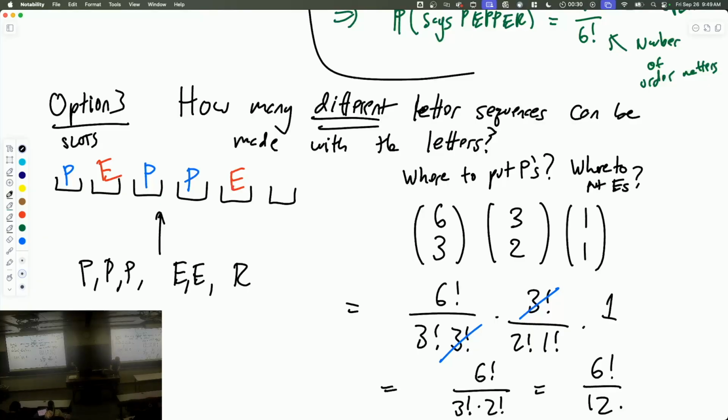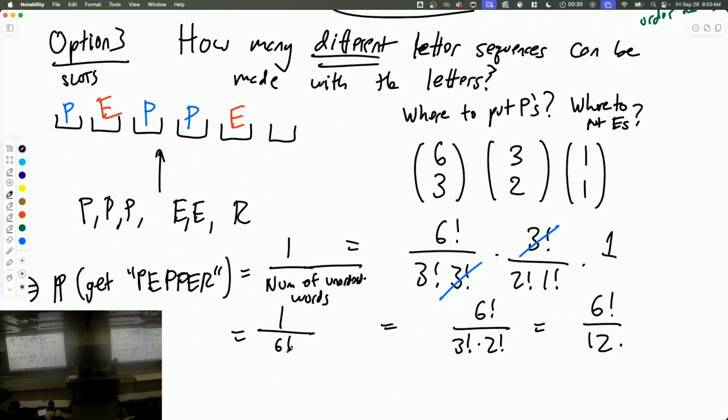And therefore, the probability that you get exactly the word pepper, well, there's only one word, if you think of them as unordered, that spells pepper. And how many total possible words are there? There's that many. So it's 1 divided by the number of, let's call them, unordered words. So it's 1 divided by this silly number, 12 over 6 factorial, which is what we got with the other two methods.